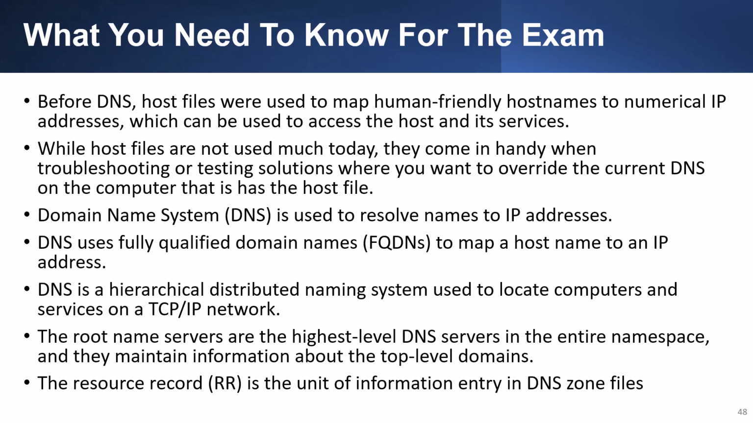Domain Name System, or DNS, is used to resolve names to IP addresses. DNS uses fully qualified domain names, or FQDNs, to map a host name to an IP address. DNS is a hierarchical distributed naming system used to locate computers and services on a TCP/IP network. Root name servers are the highest level DNS servers in the entire namespace, and they maintain information about the top level domains. The resource record, or RR, is the unit of information entry in the DNS files.